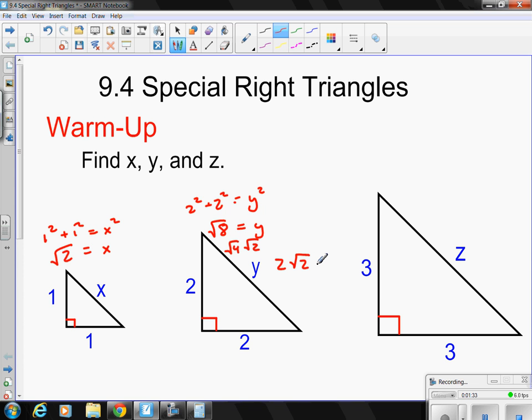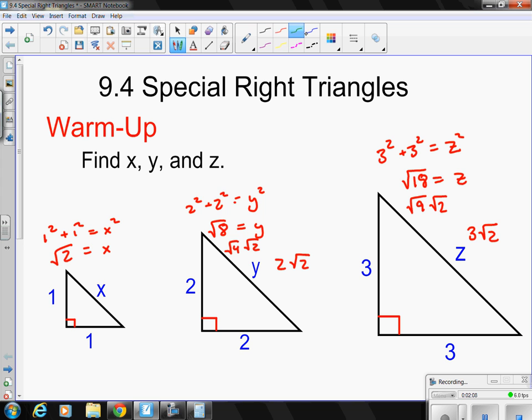And now our last problem here, when we use 3 squared plus 3 squared, that's going to equal z squared. We get 9. 9 plus 9 is 18. That's going to equal z squared. Well, we have to take the square root to get z by itself. Once again, we can simplify the square root of 18 as the square root of 9 times the square root of 2. And the square root of 9 is 3, so we get 3 times the square root of 2.